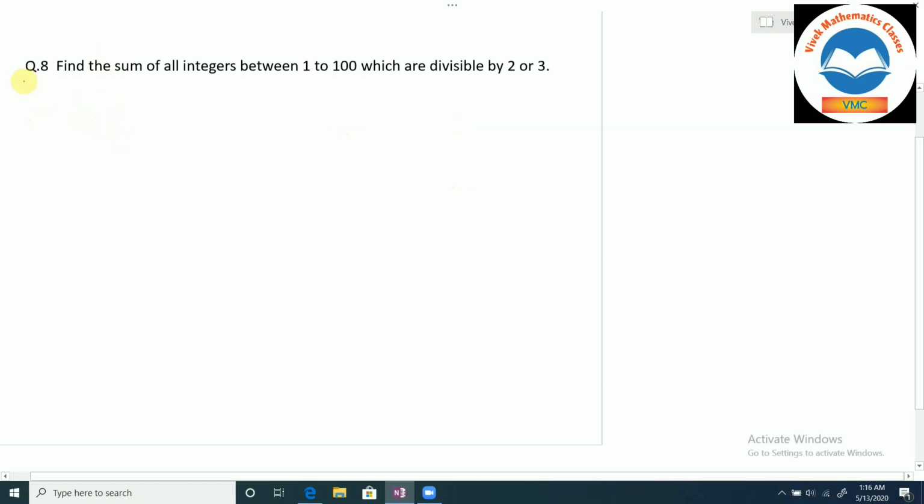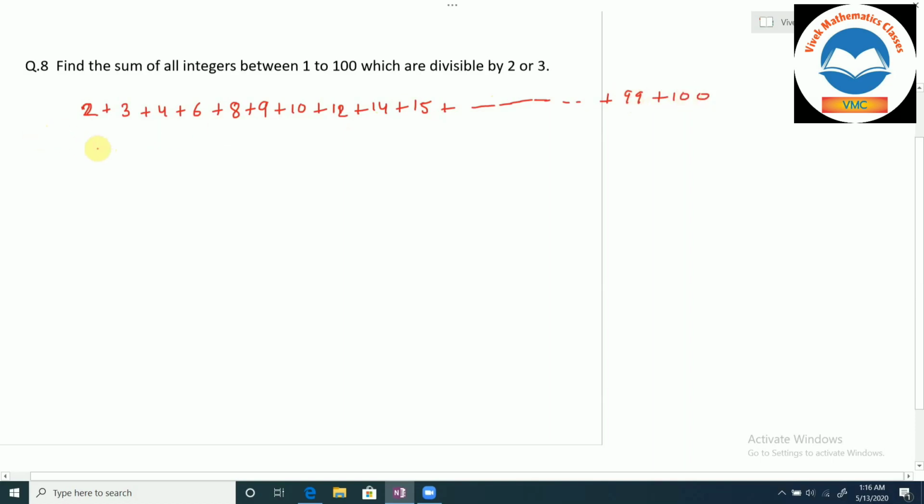So here, on question number 8, we are given: find the sum of all integers between 1 to 100 which are divisible by 2 or 3. It means we need to find the sum of all the integers: 2 plus 3, then 4, next 6, then 8, then 9, then 10, 12 plus 14 plus 15 and so on. At last it will be 99 plus 100.